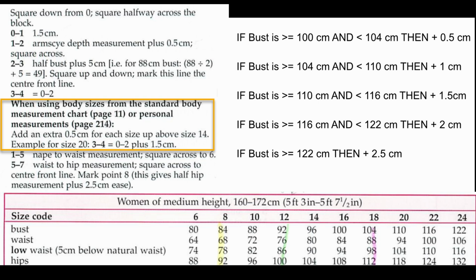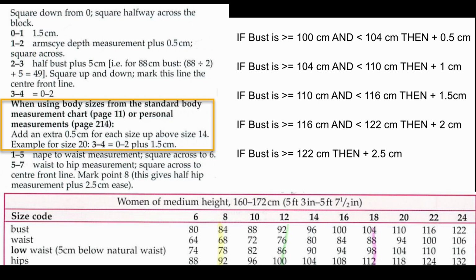So here is the little logic table that we're going to come up with, but don't worry about it. We're going to do this line by line. So she's saying above the size 14. So above a 14 is a 16. So we're going to say if the bust is greater than or equal to 100 centimeters and less than 104, which is the 18, then we're going to add a half. That's what she says right here, a half a centimeter.